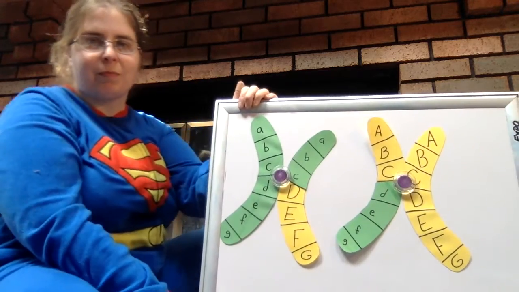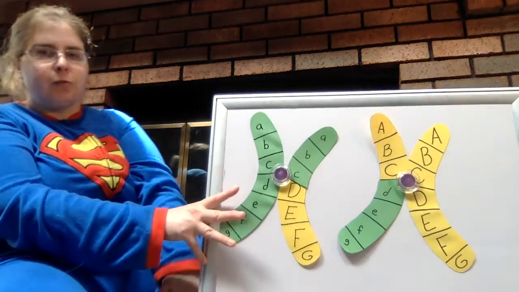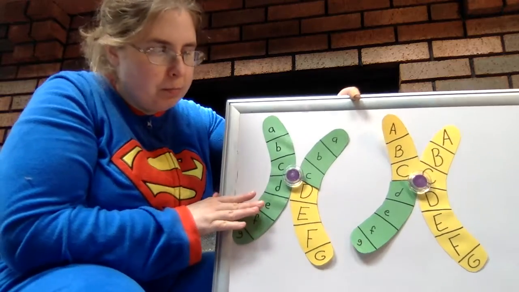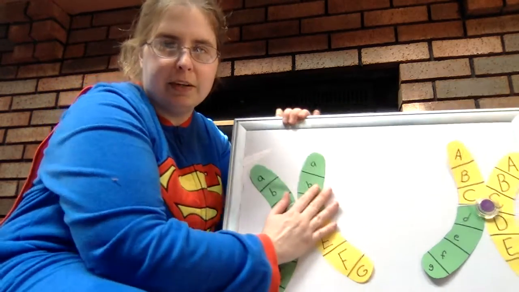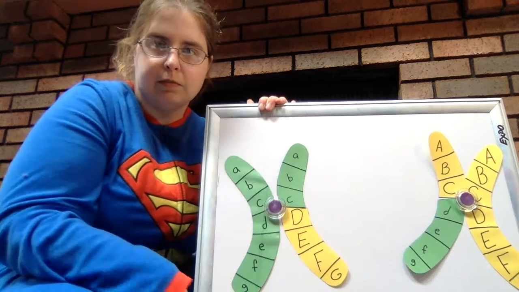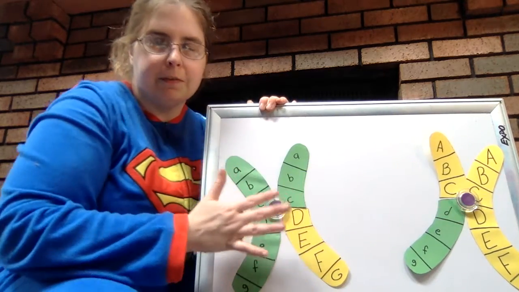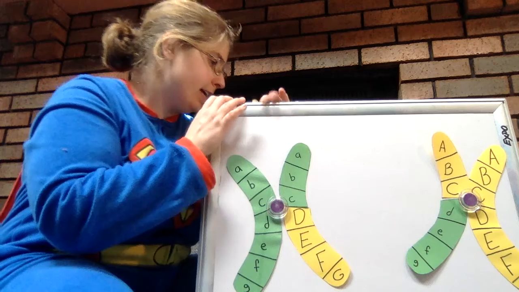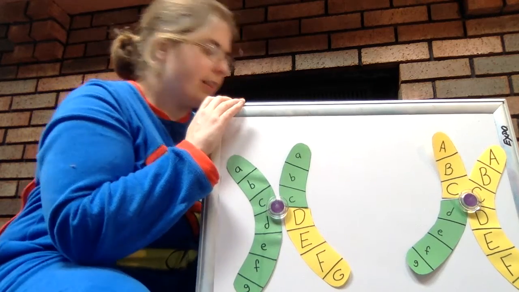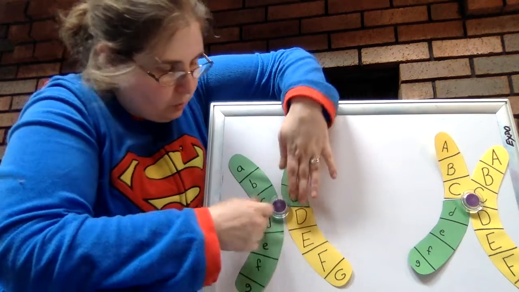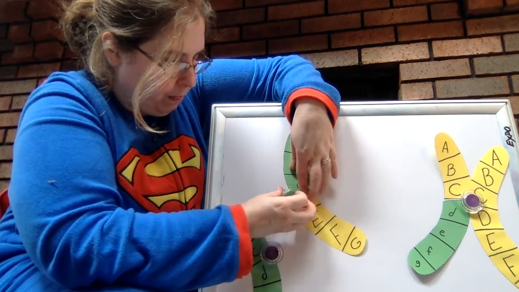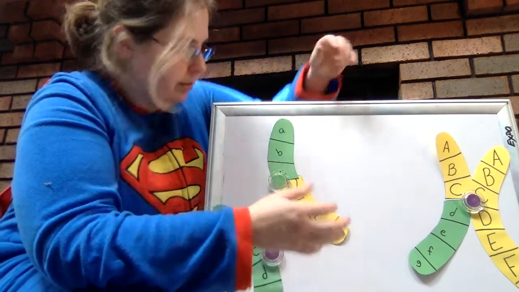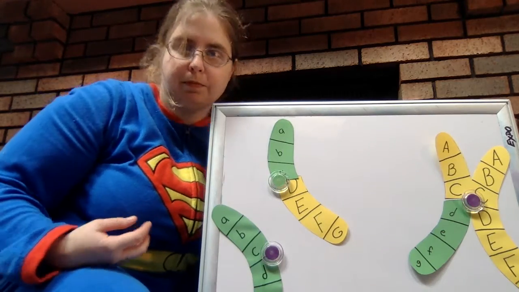There we go. So it means that once we go through and we do meiosis 1, we're going to separate the 2 homologous pairs. So now these are in different cells. And then after we're done with meiosis 2, we then separate the sister chromatids.